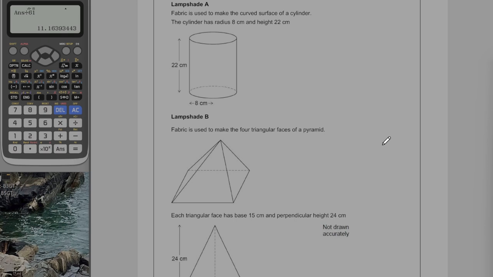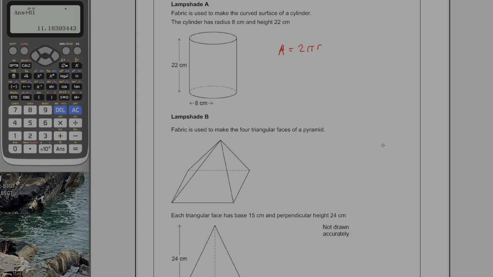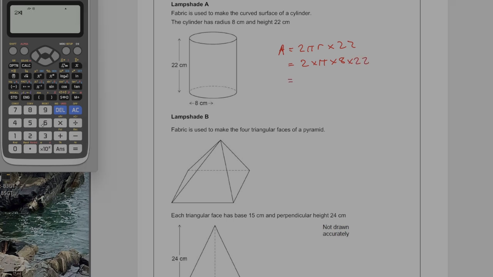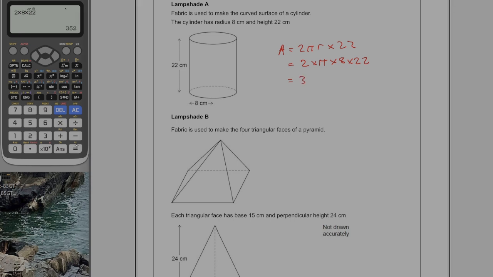Okay, so I'm going to do most of my working up here, just so I've got my picture next to me. So the fabric here is going to be equal to an area, and it's going to be equal to the area of a cylinder, which is going to be the circumference, 2 pi r, times by the height of the cylinder, 22. So that's 2 times pi times 8 times 22. I'm going to leave it in terms of pi for now. So 2 times 8 times 22 gives me 352 pi.